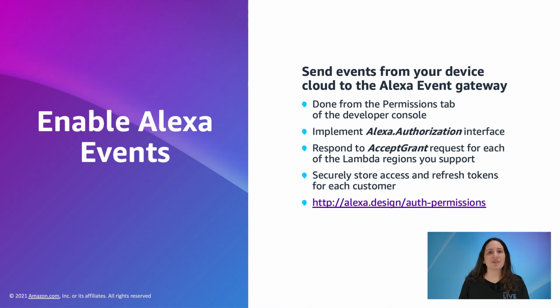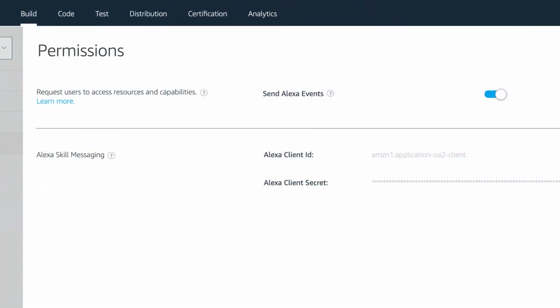There are several steps that you need to take in order to send events to Alexa. First, you will enable events in the developer console. So let's pause and take a look. So where do you go to enable events? Here, you are on the permission tabs of the Alexa developer console. In our example, the option to send Alexa events is already enabled. When you enable, note the Alexa client ID and your client secret. They are both listed on the same tab. You will need those values to request access tokens for each of your customers.